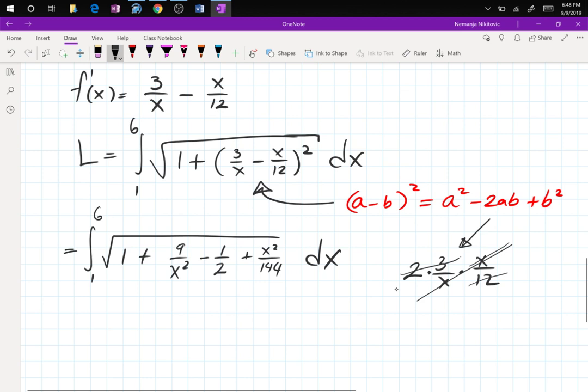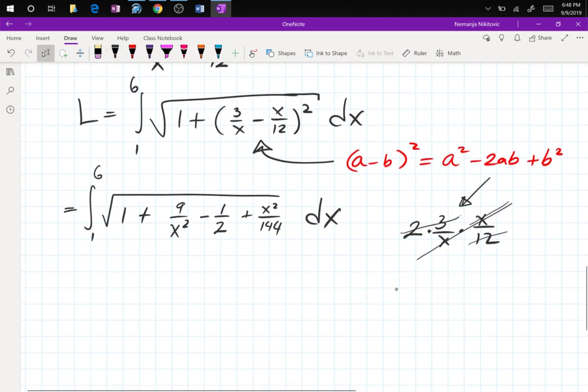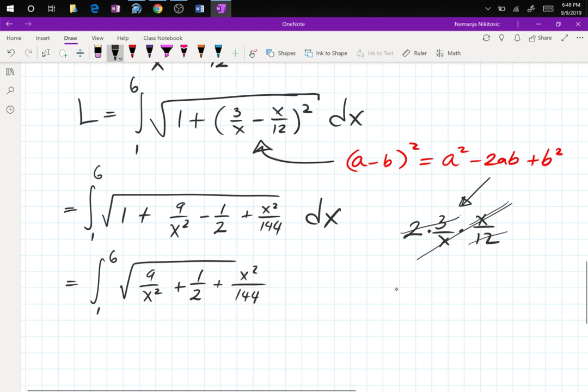What is the obvious next step? Yes, we will add 1. I mean, combine it with the negative 1/2, right? So we have the integral from 1 to 6 of the square root of 9 over x squared plus 1/2 plus x squared over 144 dx.